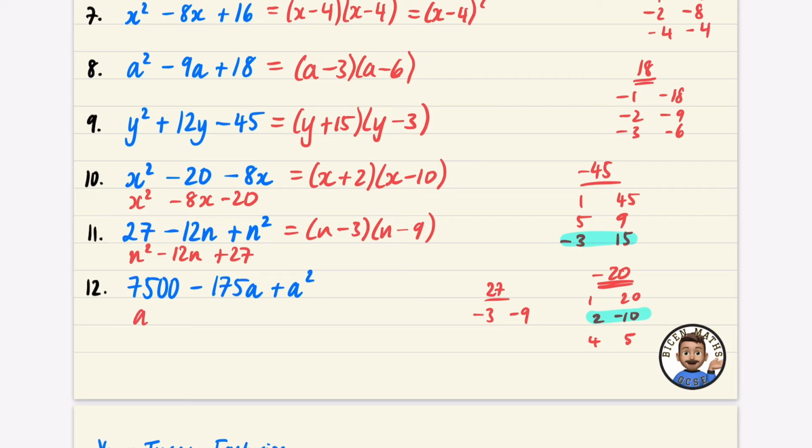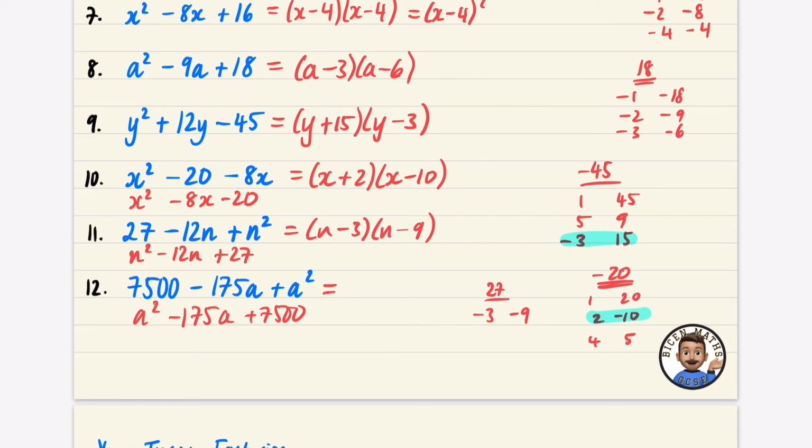Last one, let's do the order correct. That's a squared minus 175a plus 7,500. Now, you don't want to work out all of the factors of this. You need to try and think of two numbers that multiply to this but add to give this.